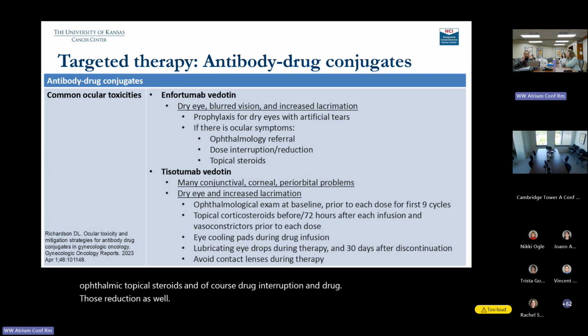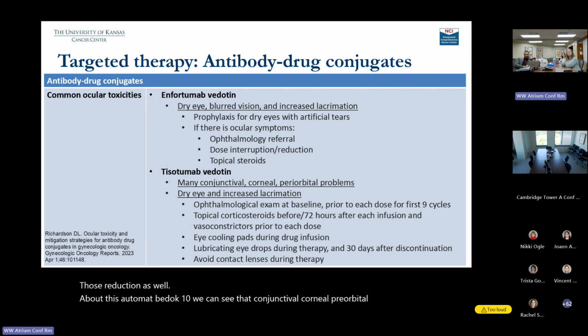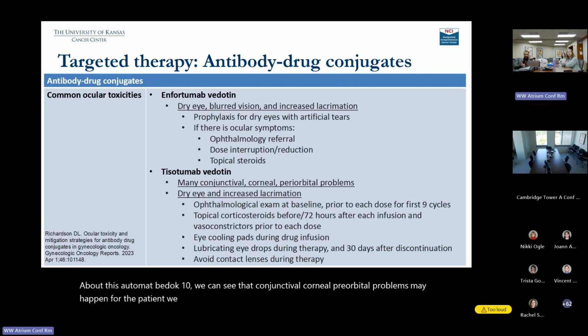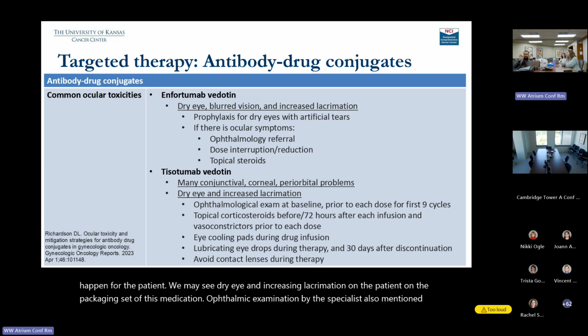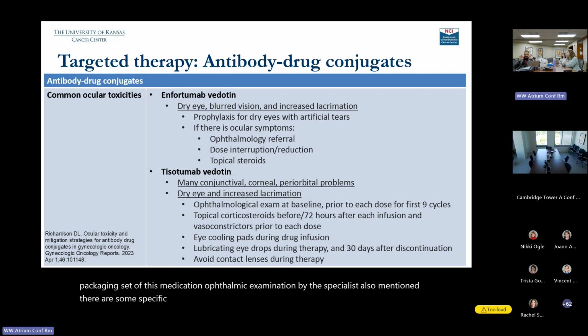About tisotumab vedotin, we can see that conjunctival, corneal, periorbital problems may happen for the patient. We may see dry eye and increasing lacrimation on the patient. On the package insert of this medication, ophthalmic examination by the specialist is also mentioned. There's some specific examination which is required, and prior to starting the therapy, we need to do those examinations, and also prior to each dose.